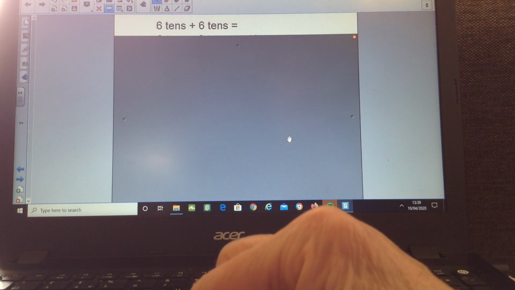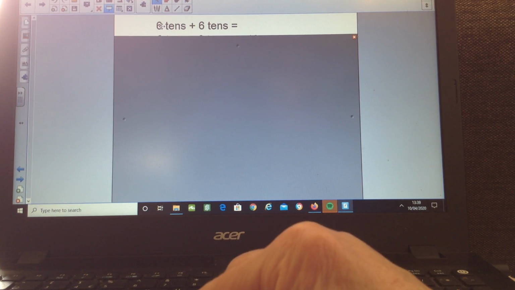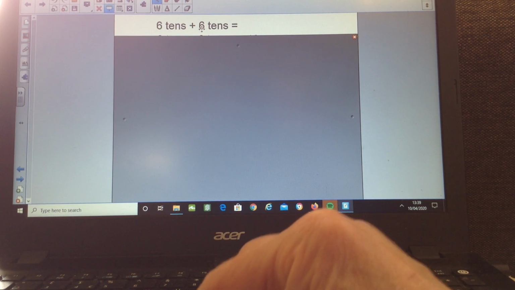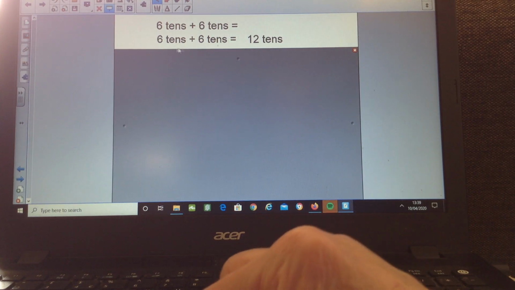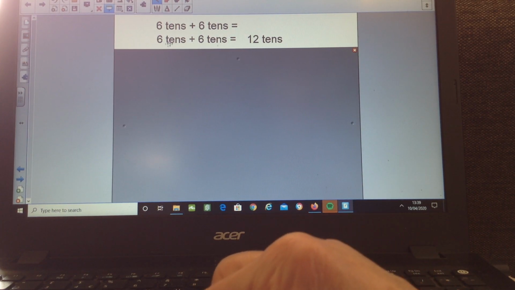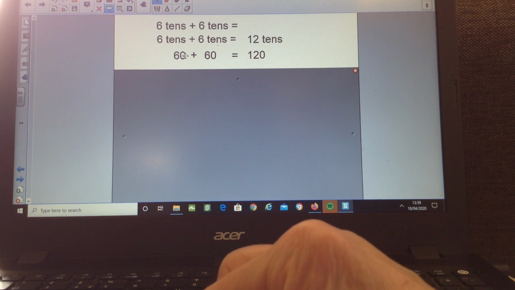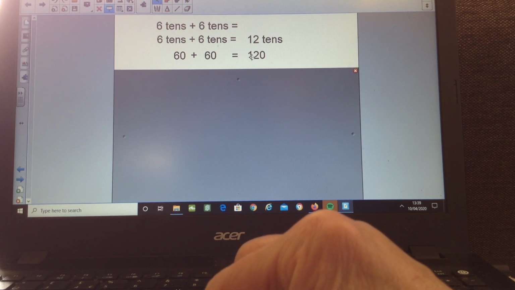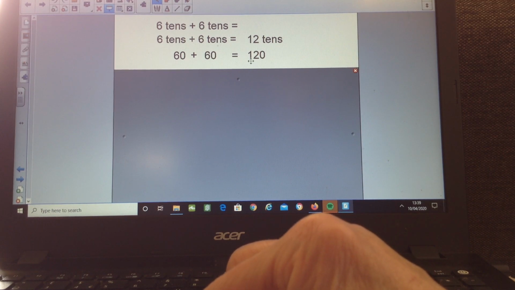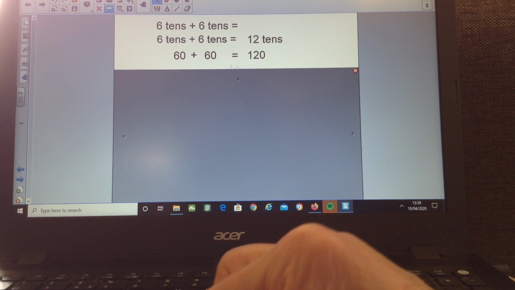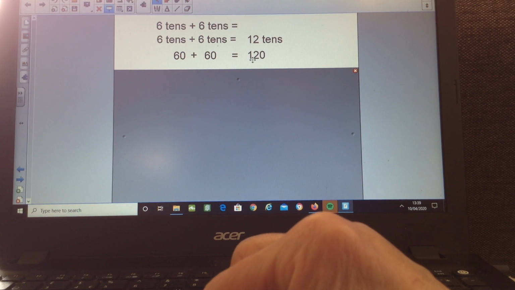First of all, let's put it into tens. 6 tens add 6 tens equals, well, 6 add 6 equals 12, doesn't it? So let's put that first. 6 add 6 equals 12. 6 tens add 6 tens must equal 12 tens. And how do we write that down? 60 add 60. 6 tens add 6 tens equals 12 tens. And how do we say that? 120. 60 add 60 is 120.